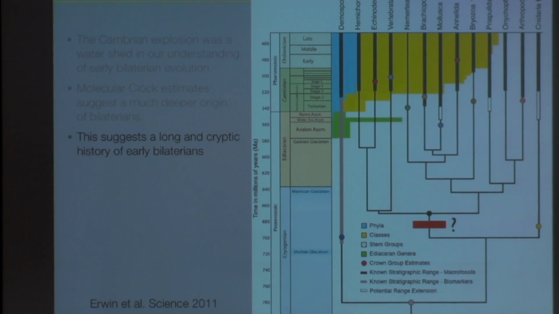This long cryptic period of bilaterians is generally interpreted by paleontologists as suggesting that the earliest bilaterians were likely epibenthic grazers, deposit feeders, and they were likely to be very small and simple, which is why they didn't fossilize very well and why there's very little evidence for complex bilaterians before the Cambrian.